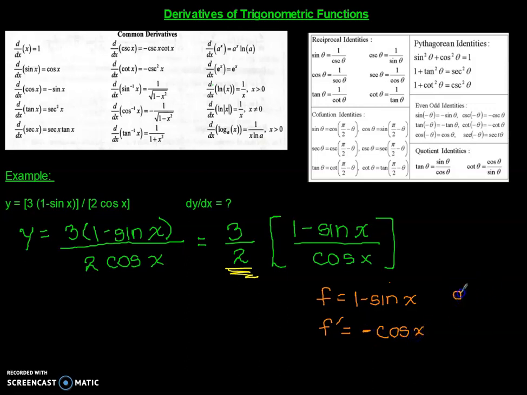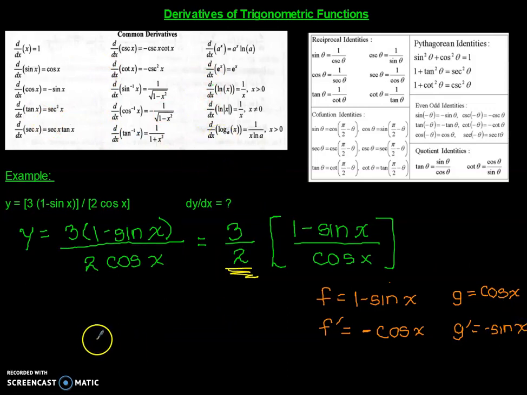And then same thing here. g is the denominator. The function of x would be cosine of x. And if I take g prime, or the derivative of that, that would be negative sine of x. And the common derivatives are up here in case you need a reminder.